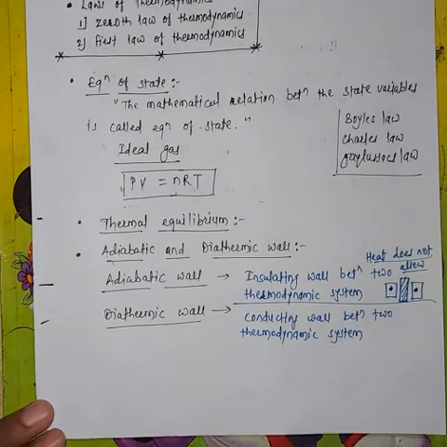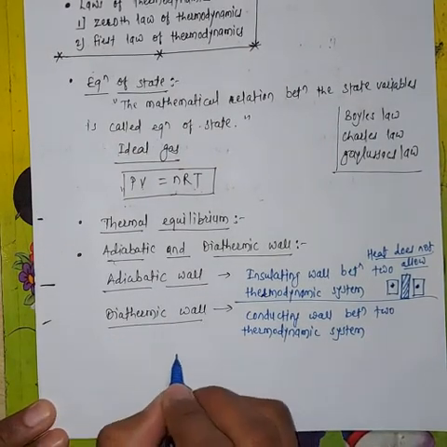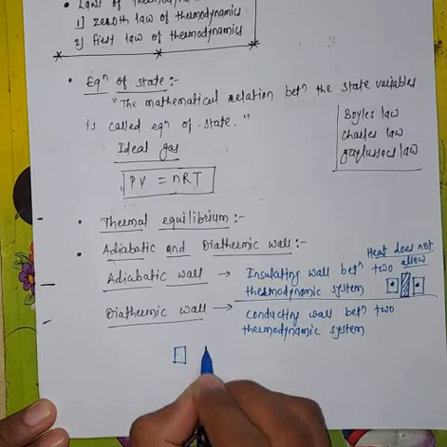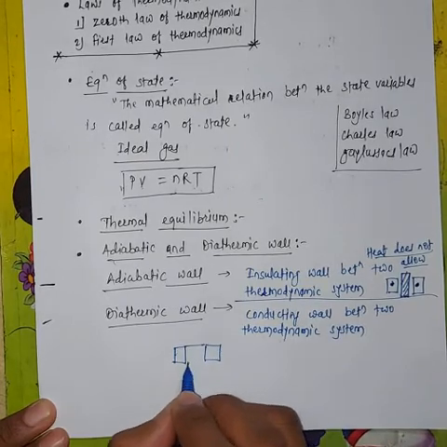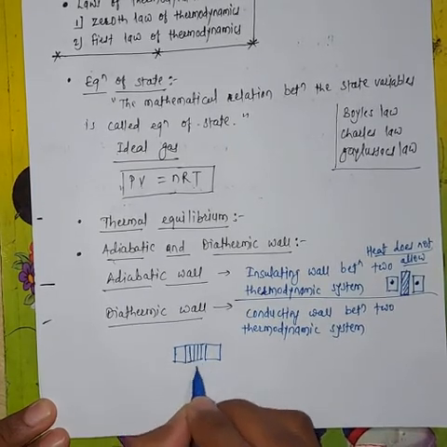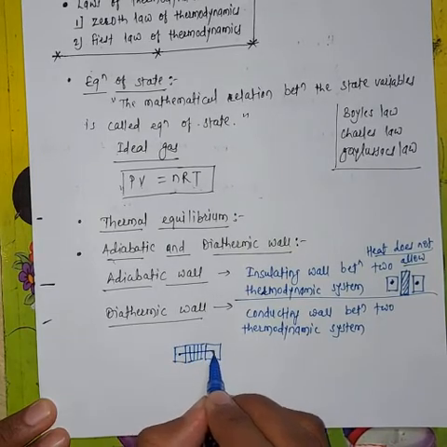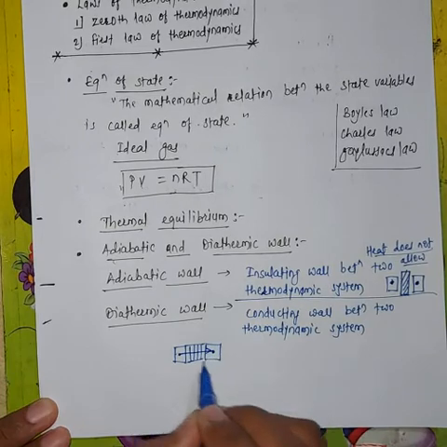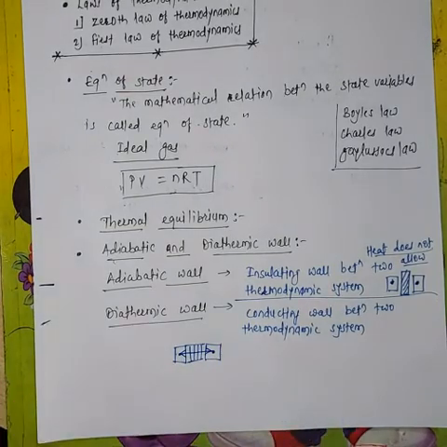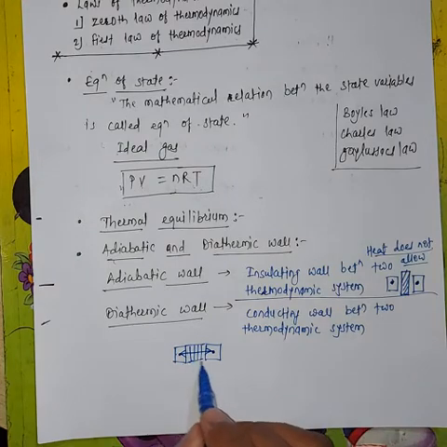And diathermic wall means this is one body, this is another body, and there must be a wall which will be called a diathermic wall. It can transfer heat from one body to another body, or from the other body to this one. That means this is the diathermic wall. This will be a conducting wall.